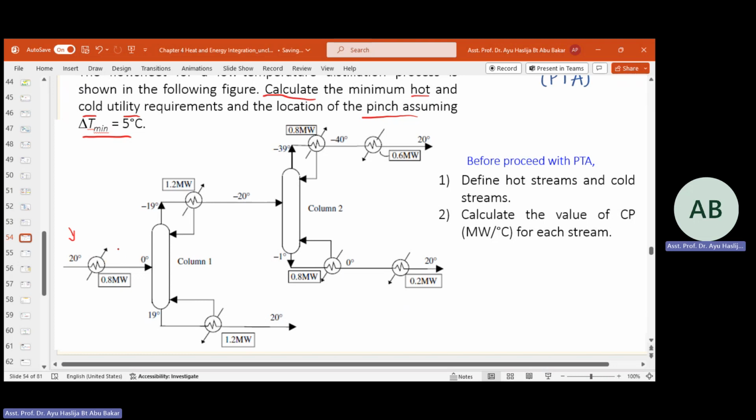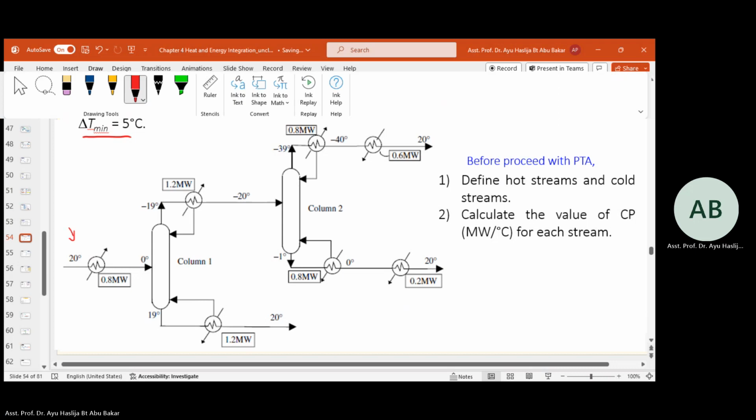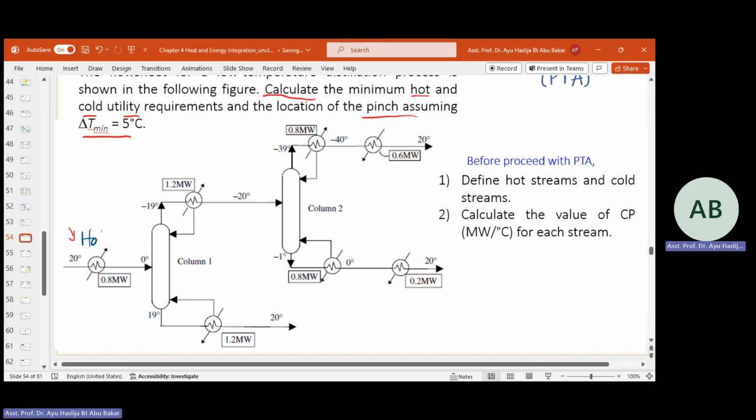What is this, cold or hot? High to low. Hot. Hot stream. High to low. Decrease. It doesn't matter whether it is at 20 degrees C or -1, as long as it occurs decreasing temperature, it is hot stream. So this is hot stream.